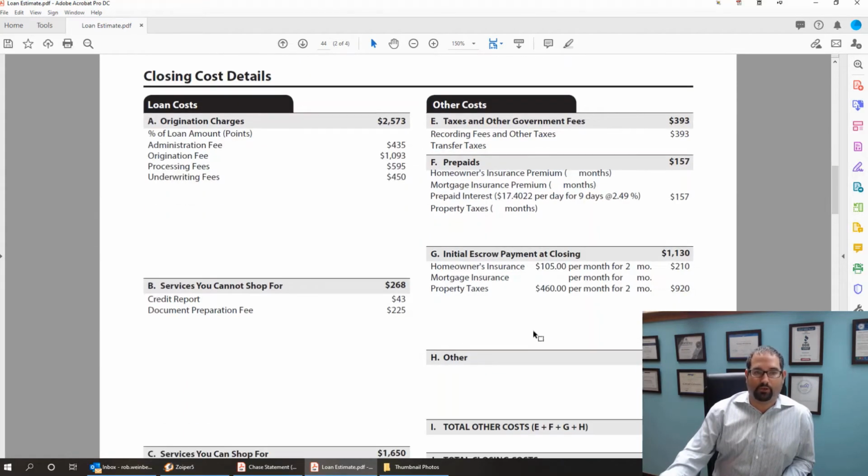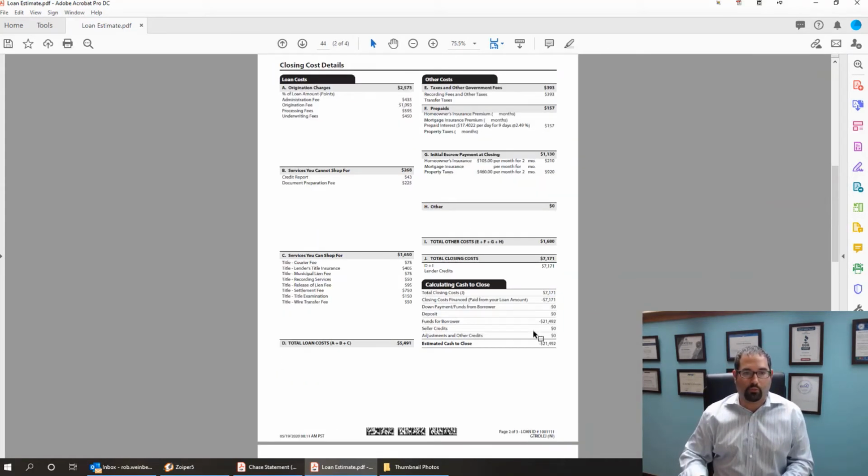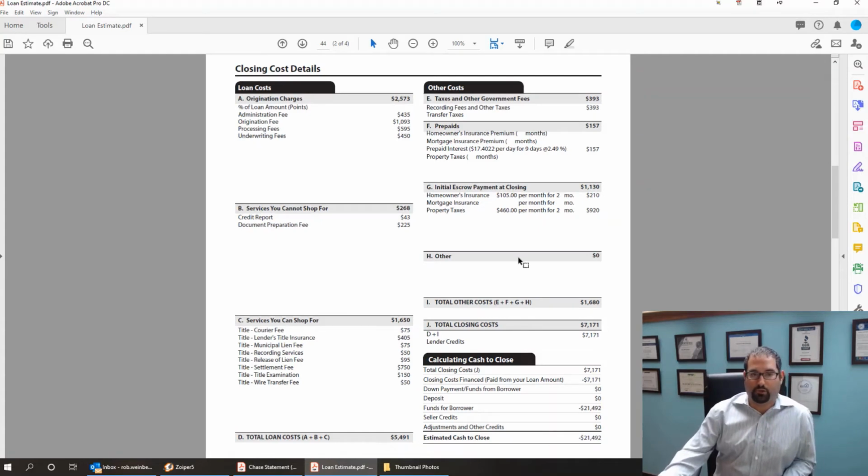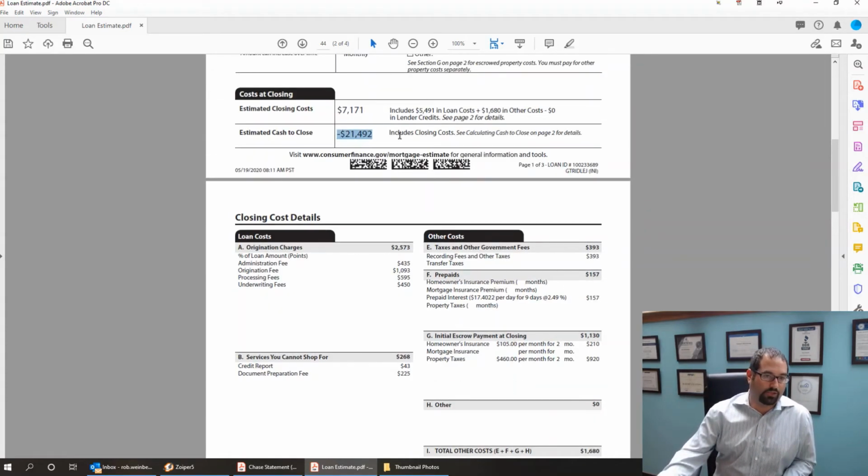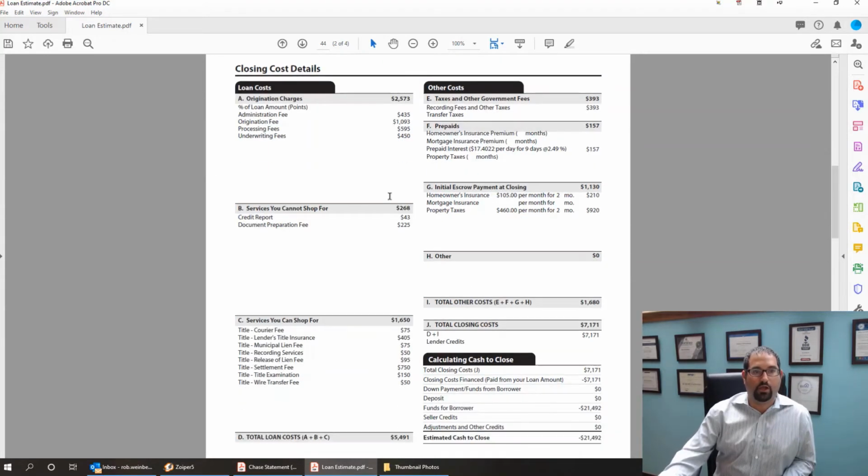Now we're going to break down the closing cost details. And this is a really important page because it's really going to give you a lot of the details on these numbers that we just talked about that are encompassed in this estimated closing costs. So let's start here on the left-hand side under loan costs.